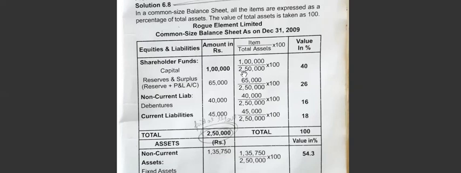After that it will be divided by the total liability, because we are taking liability here. So 1 lakh divided by the total liability, 2,50,000 into 100. So it is 40%. Next, reserves and profit and loss account, if you add together you will get 65,000. 65,000 divided by the total liability, 2,50,000 into 100, it is 26%.